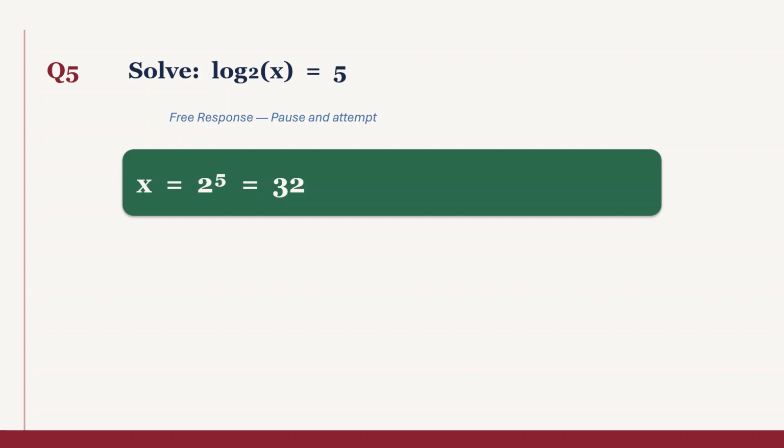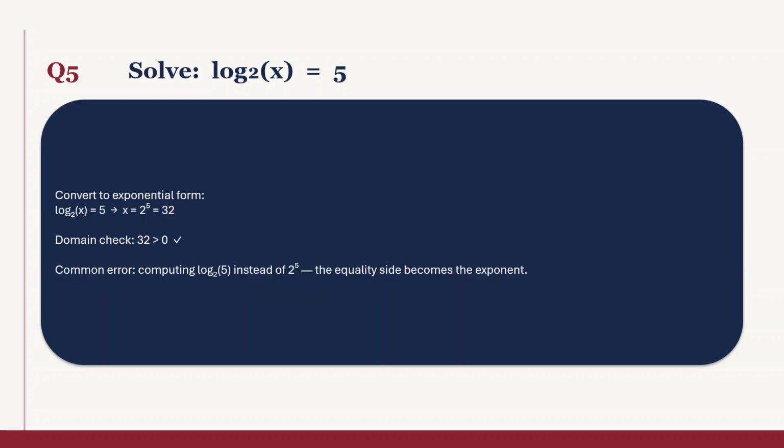Question 5. Free response. Solve log base 2 of x equals 5. Pause to attempt. The answer is 32. Convert to exponential form. x equals 2 to the 5th, which is 32. Domain check. 32 is greater than 0, so it is in the log's domain. Final answer, x equals 32.